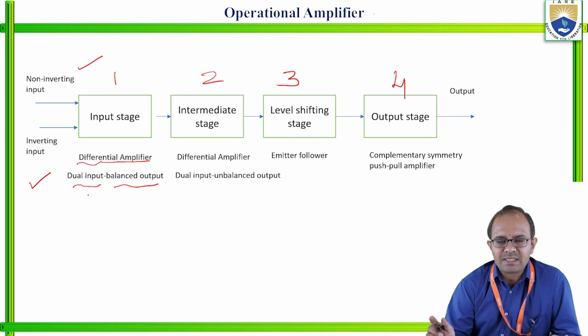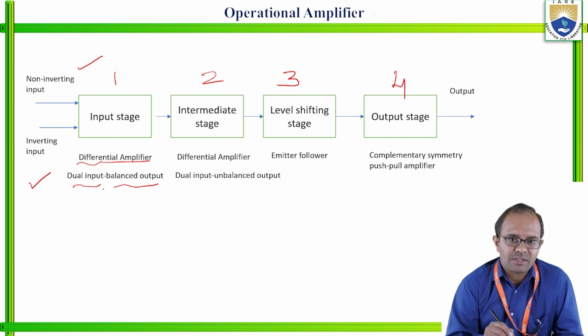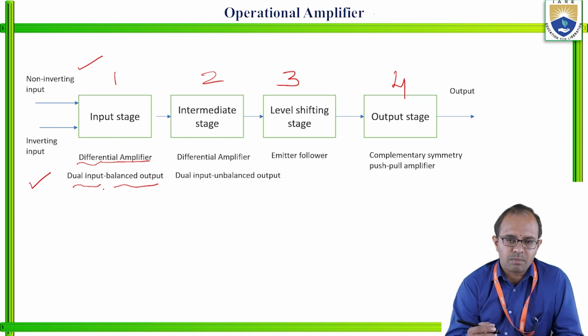Both the transistors are going to provide output. So preferably it is going to be the difference output. So do remember, the differential amplifier which is used in the first stage is going to be the dual input balanced output configuration. We will discuss further details about the input stage.